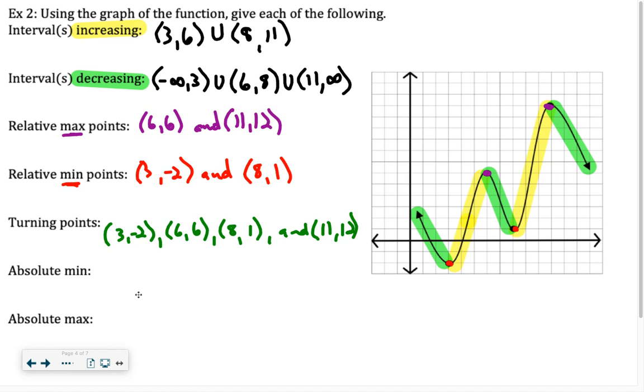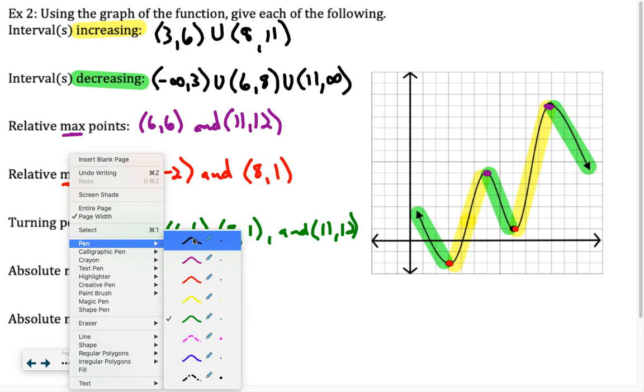Then finally, my absolute mins and maxes. My absolute min, it appears that it would be right here. However, this function is going to continue on forever in this direction. That means there is no absolute min for this graph.